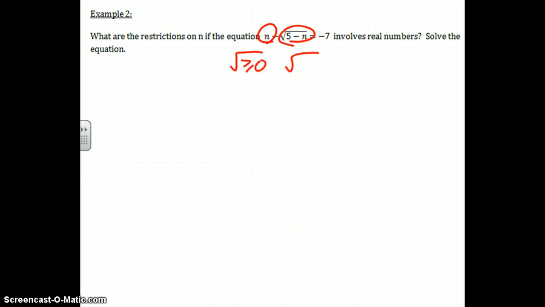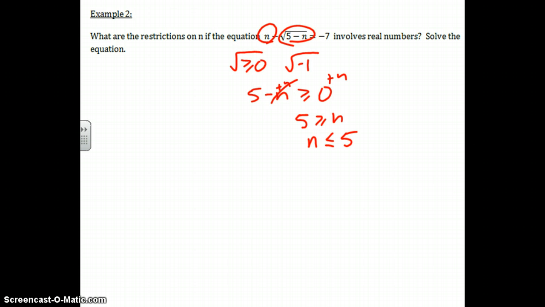If we have the square root of negative 1, it can't be done. So what we want to do is take whatever's under there, in this case 5 minus n, and say it has to be greater than or equal to 0, and then solve this for n. If I add the n to the other side, I get 5 is greater than or equal to n, or writing it the other way, n has to be less than or equal to 5.